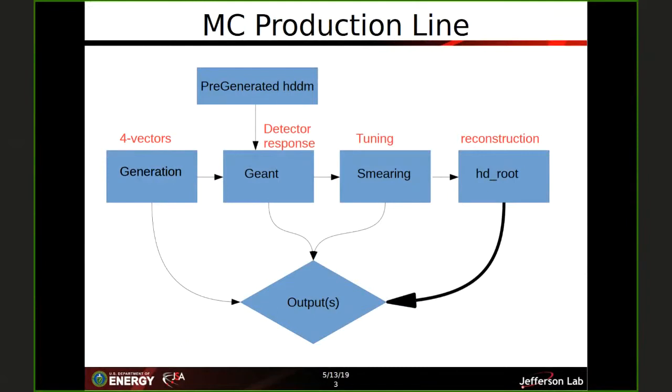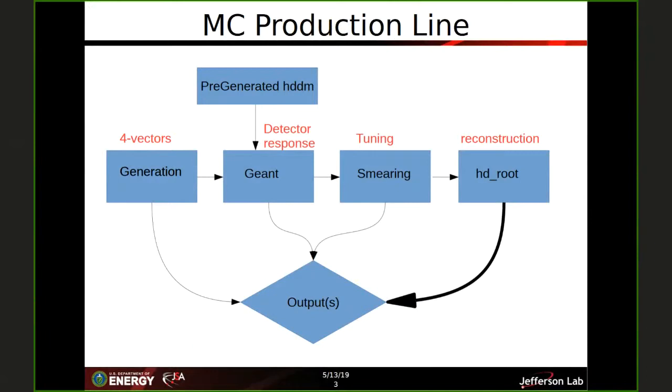The output of JONT gets put into smearing, which you can kind of think about as tuning. Oftentimes, JONT is pretty clean and pristine, and we need to kind of smear it. We need to muddy it a little bit to make it look more like data. And then finally, the output of MC smear, or the smearing step, gets fed into HD root. This is where reconstruction happens when you say, I want to run my plugins or whatnot.